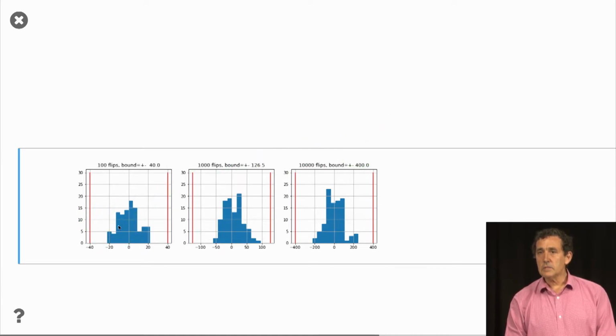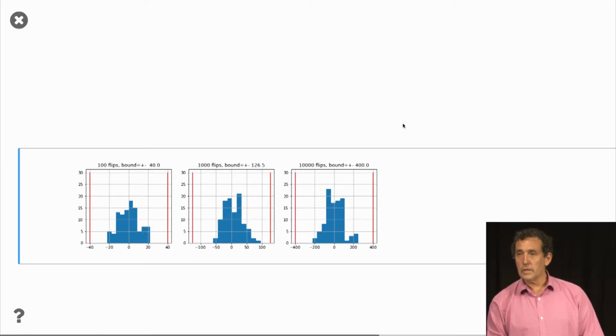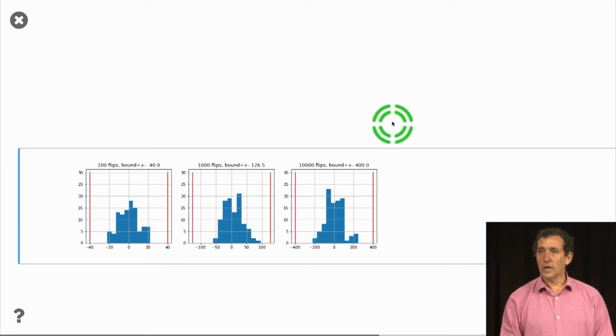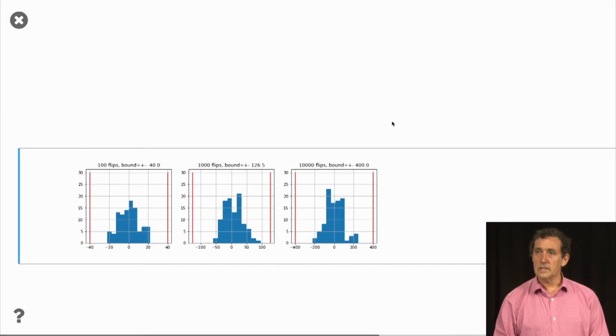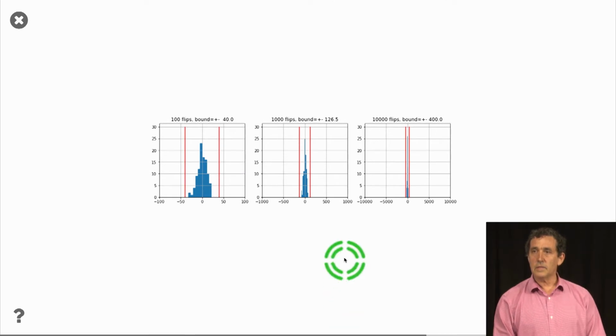Now, here it seems that all of them are very similar, right? It doesn't really matter if you do 100, 1,000, or 10,000 coin flips, but that's really because I'm scaling it according to this boundary. So the boundary here is minus 40 to 40. Here it's minus 100 and something to 100 and something, and here it's minus 400 to 400. If we plot the full scale of these coin flips, what we see is the following. We see something like this.